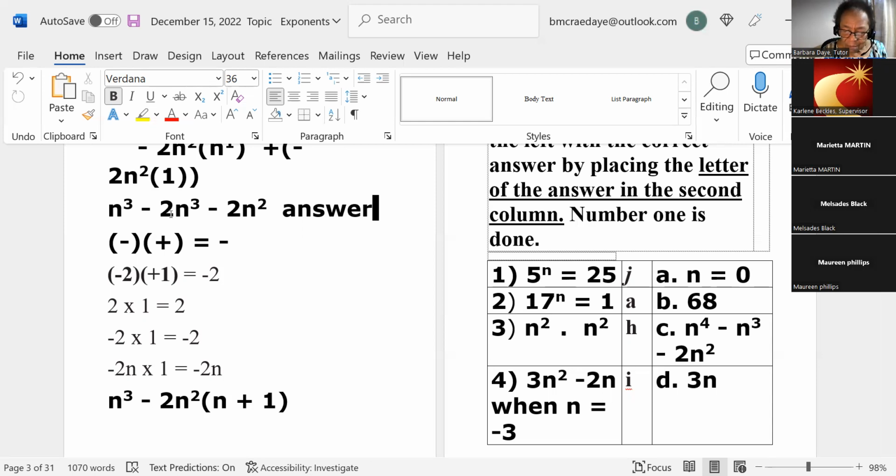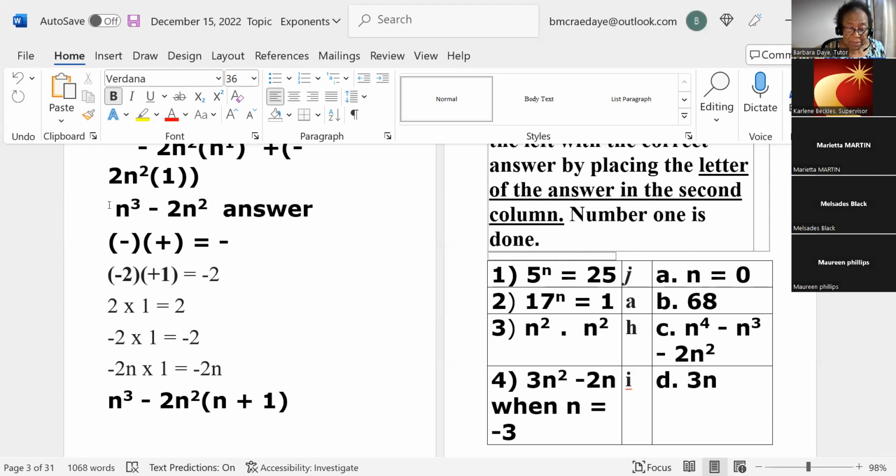Combine the n to the third minus n to the third. What do you get? Is C what you're talking about? No, n to the third minus n to the third would just give you minus n to the third, right? So this would be minus n to the third, because those n to the third are like terms.